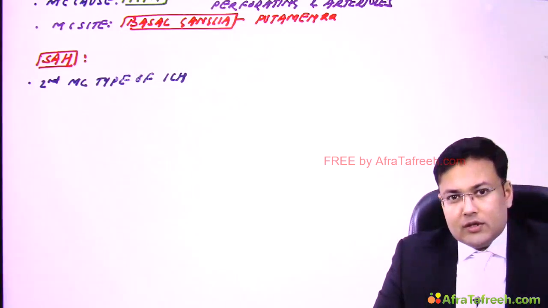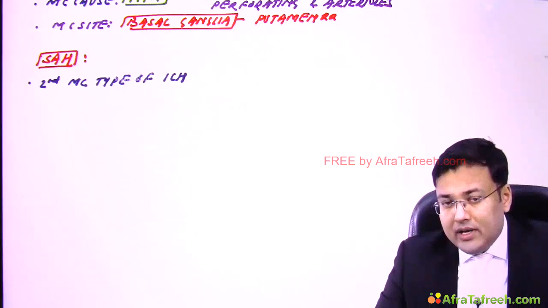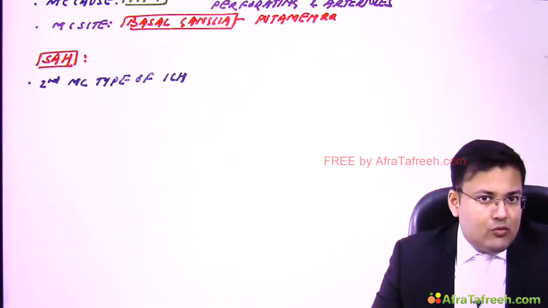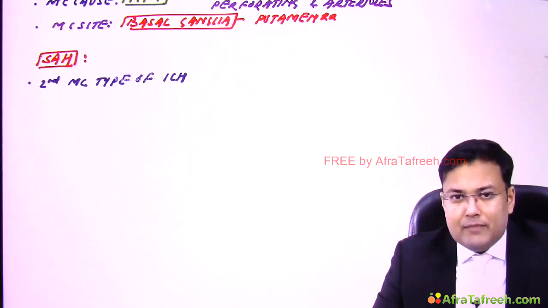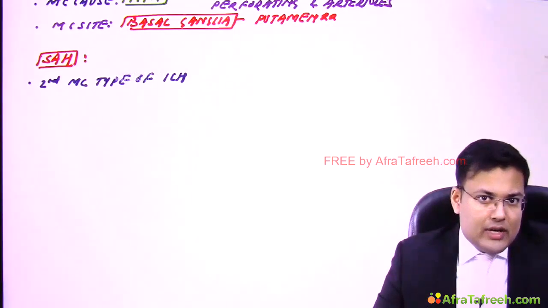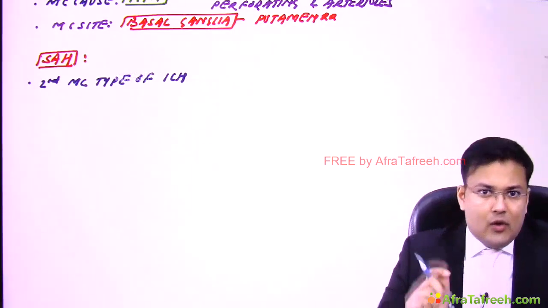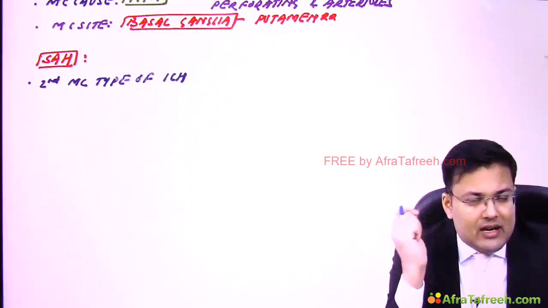Now see, what is the most common cause of subarachnoid hemorrhage? You must be knowing. It is trauma. And what is the second most common cause? It is the rupture of Berry aneurysm. Related to aneurysm, two questions are there. First, what's the most common site of intracranial aneurysm?